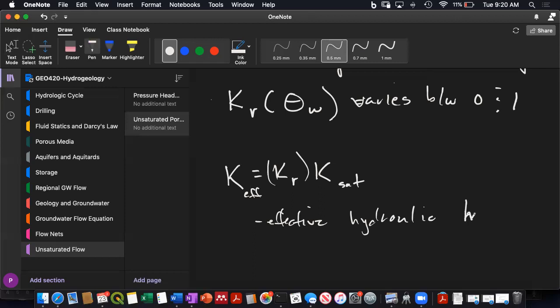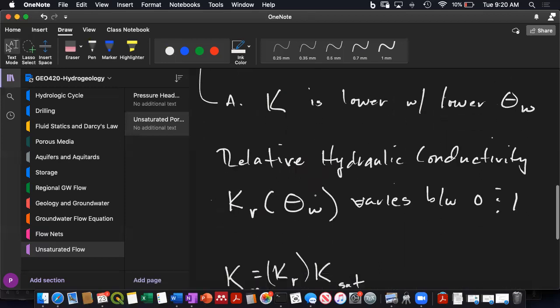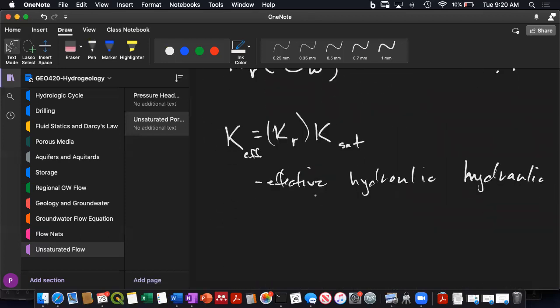Now, the other thing that happens here is that at lower volumetric water contents, my smaller pores are the ones that stay saturated. That means that the lower this volumetric water content gets, the higher my tension is. My smaller pore throats can pull water better and better. So my tension, or my negative pressure head, is also a function of water content.